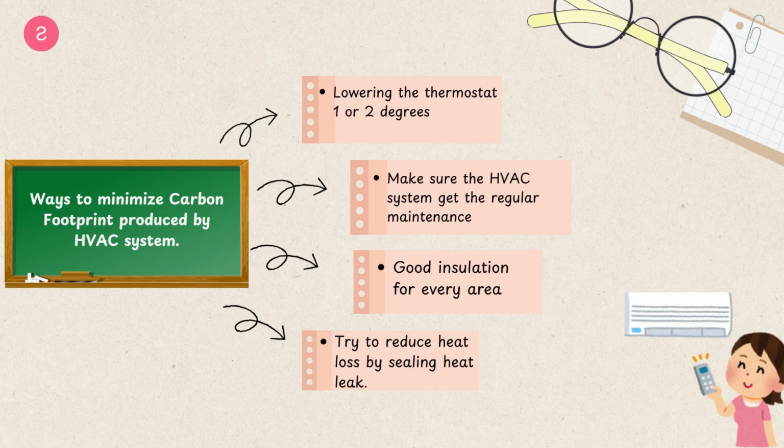Third, good insulation is essential. When areas like the roof, floors, walls, basement, and attics are properly insulated, the HVAC system doesn't need to work as hard to cool or heat the building. This reduces both energy use and environmental impact.